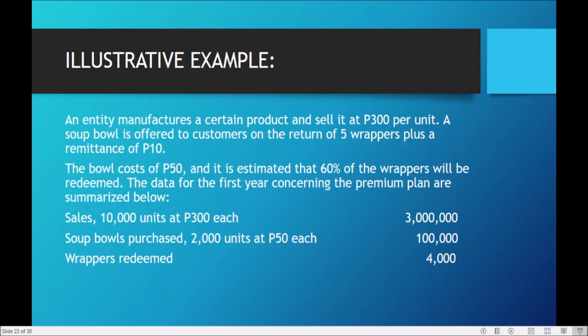Then the data for the first year concerning the premium plan are summarized below. We have 10,000 units. We have acquired 2,000 units of soup bowls at 50. Then, we actually redeemed 4,000. Importante po yung actual redeem na 4,000. Ibig sabihin, these are the wrappers that we actually redeem already. So, what would be our journal entries?